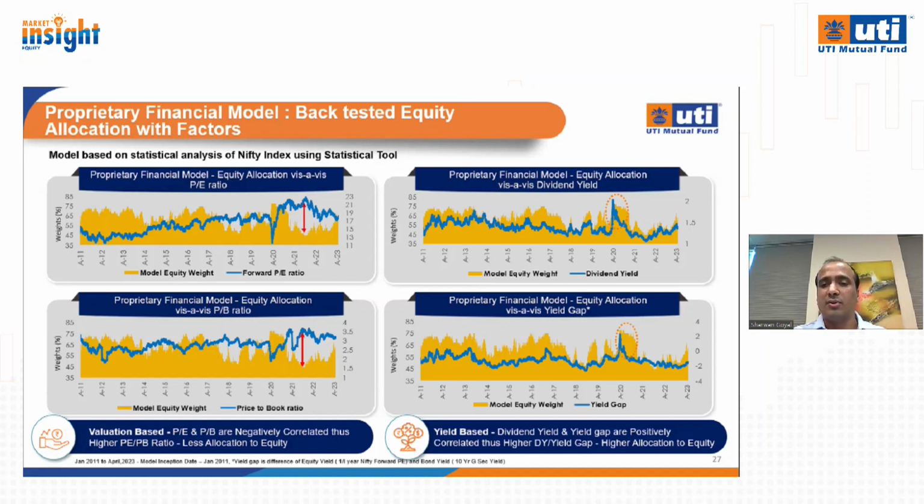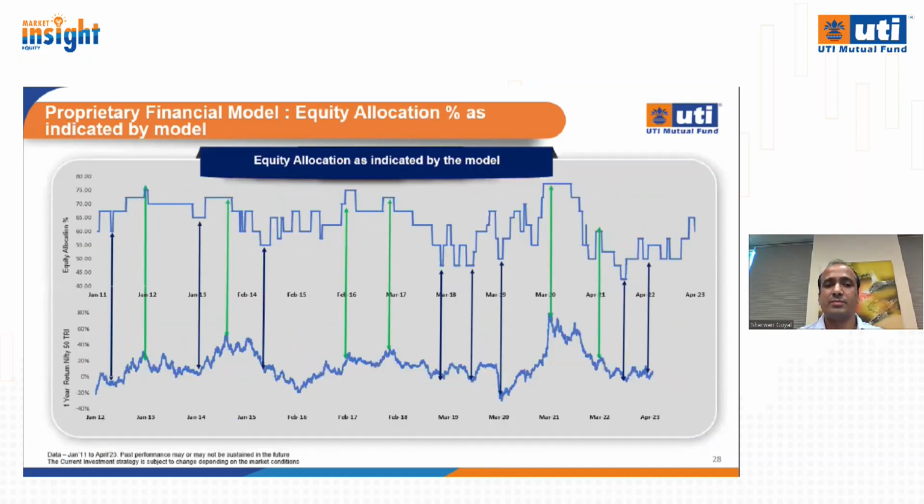and basis the combination of these four factors, the model is suggesting a certain equity allocation. But suffice to say that basis P/E ratio and price to book value ratio, it's inversely correlated, but dividend yield and yield gap are positively correlated to market returns. And likewise, the model will suggest similar equity weights.